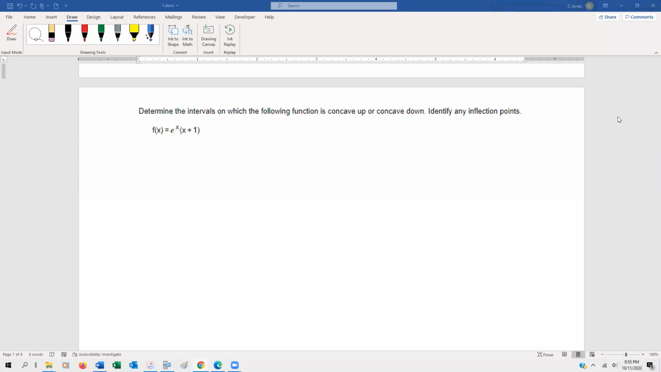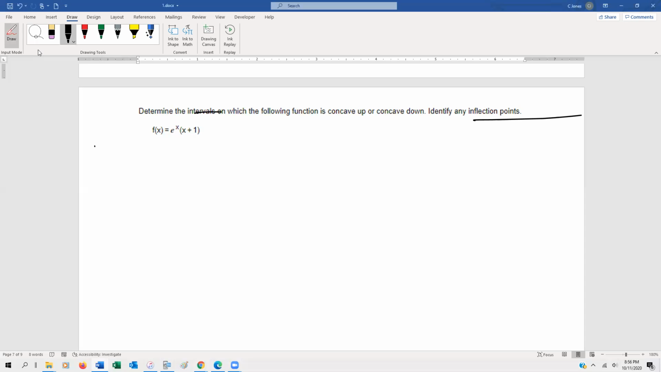A final example of utilizing the second derivative test to determine concavity. So we now have a transcendental function: e to the x, times x plus 1. It's asking us to do two things, to find the intervals of concavity and then to find the inflection points. We're actually going to do those in the reverse order. We're going to find the inflection points first, and then we're going to find the intervals of concavity.